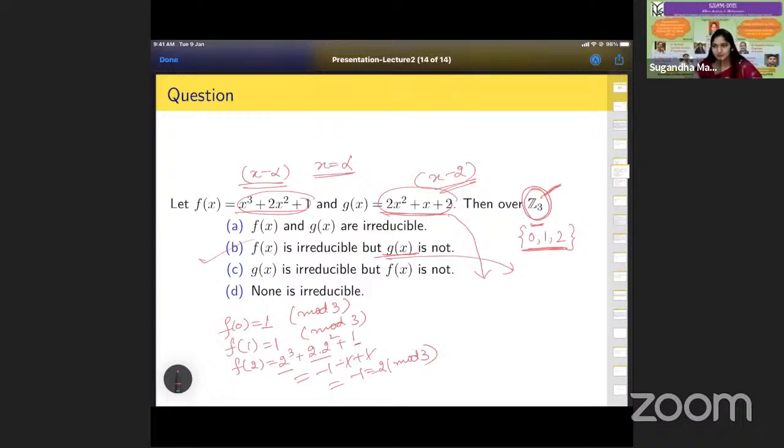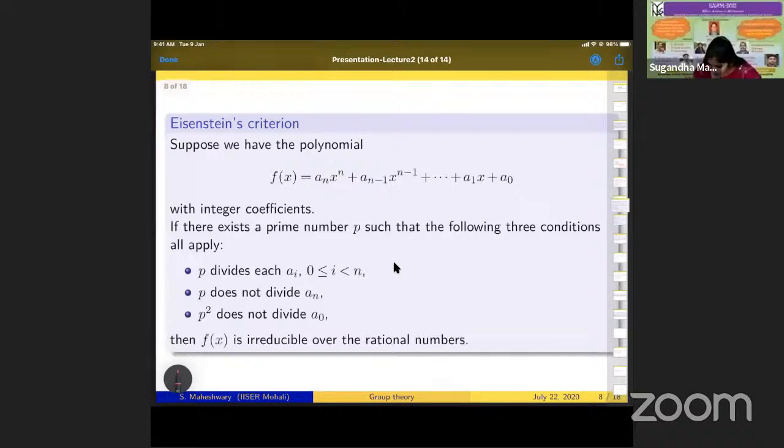Okay. So this is simply what we call the root test, but be careful that this works only for the case of degree 3 and not higher.